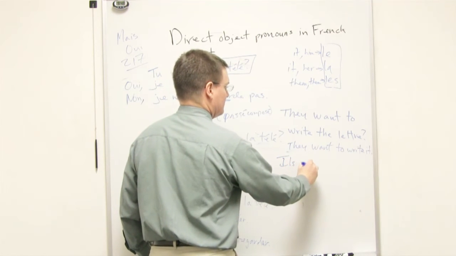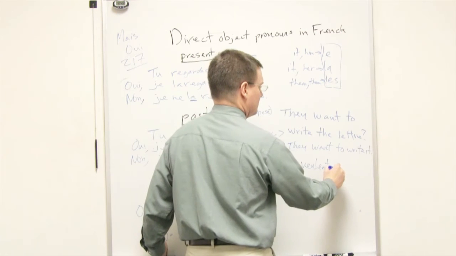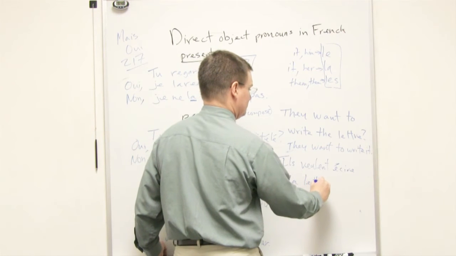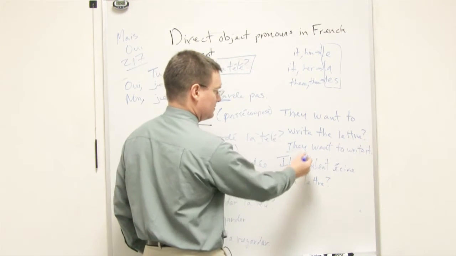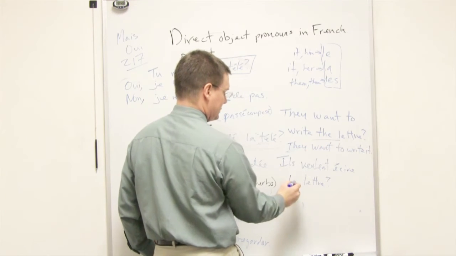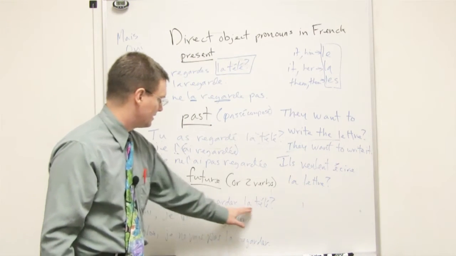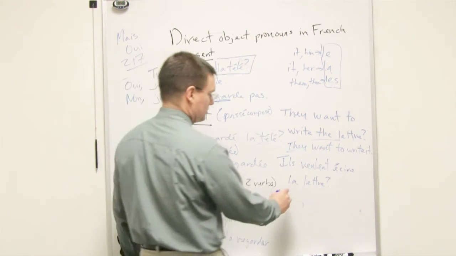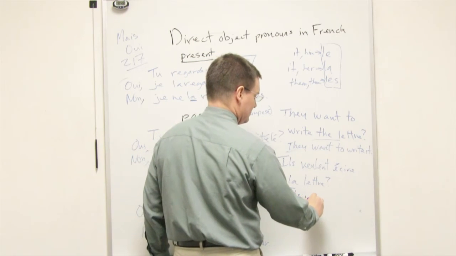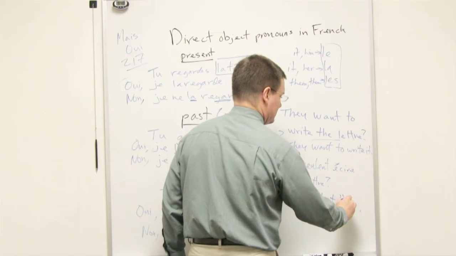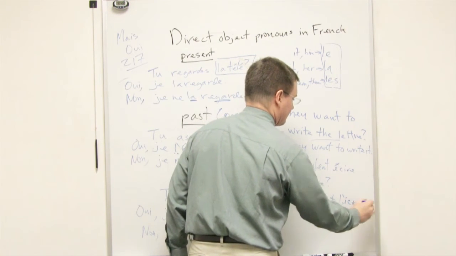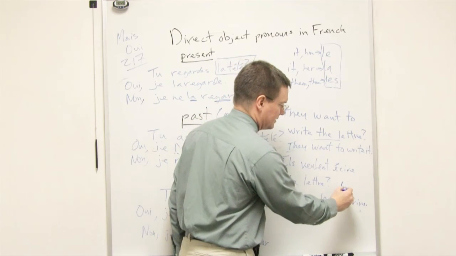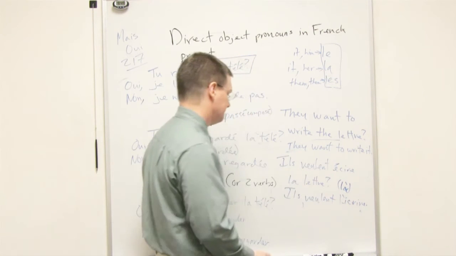Ils veulent, we have to know how to conjugate the verb vouloir, écrire la lettre. Then I write, so that's the first question. They want to write it will be just like this. Ils veulent écrire la lettre. So this will be the answer. Oui, ils veulent l'écrire. Would actually, it looks like. Ils veulent l'écrire. Notice this is actually la, but there's a contraction here because there are two vowels here.